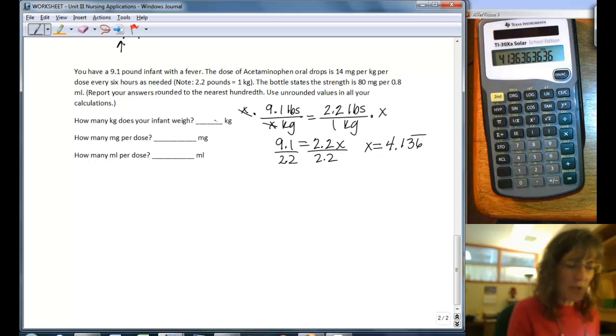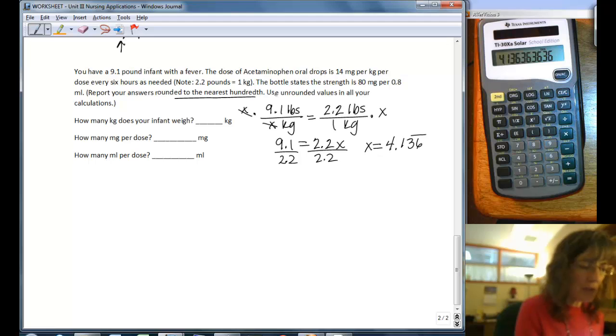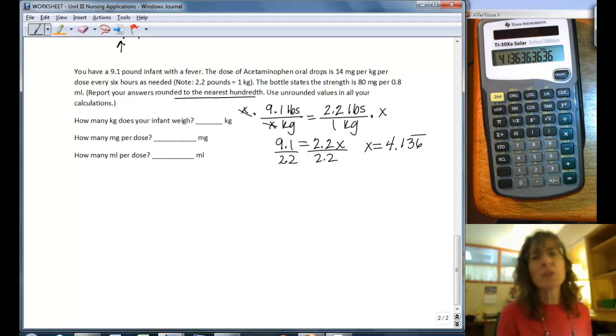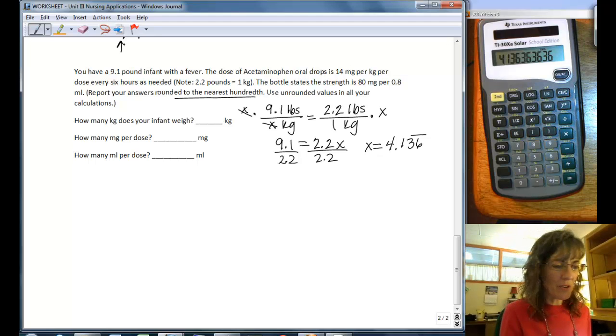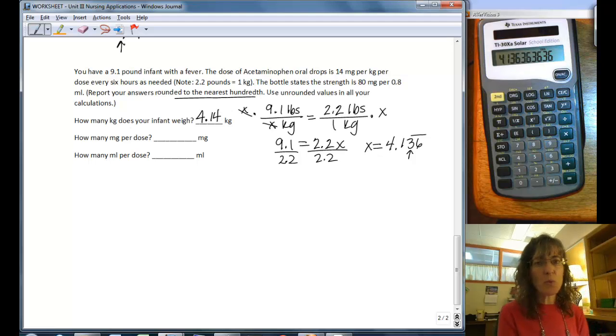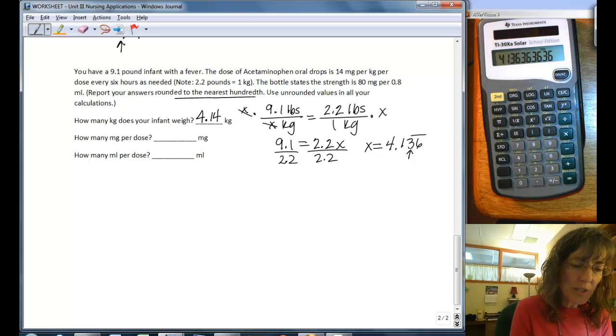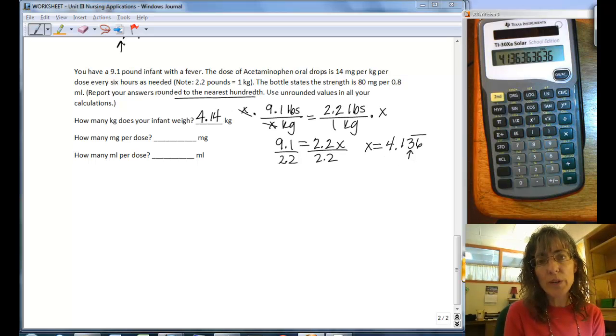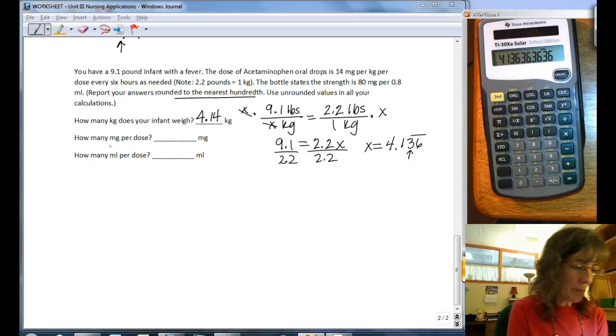How many kilograms does your infant weigh? And I'm supposed to report your answers rounded to the nearest hundredth. Use unrounded values in all your calculations. So I want to report it to the nearest hundredth, so it's going to be 4.14 kilograms for the baby's weight. And then I'm going to continue to use that 4.136 repeating in my calculations, not the rounded value.